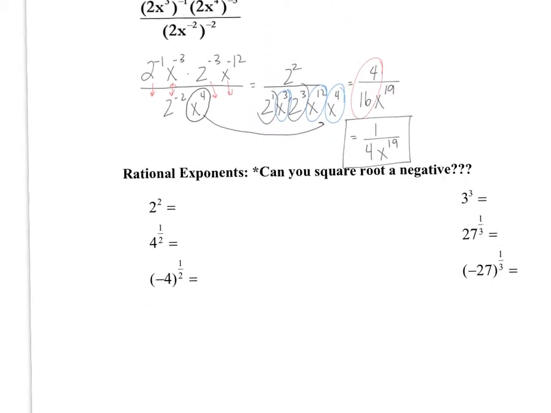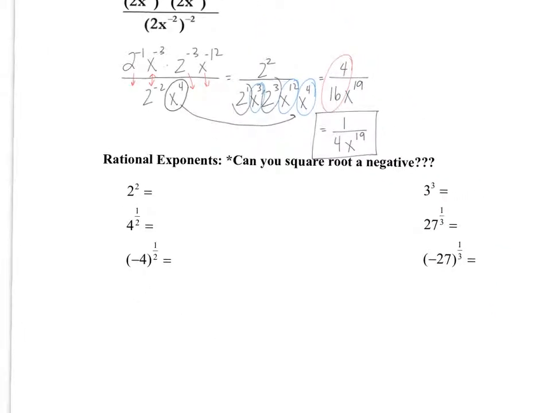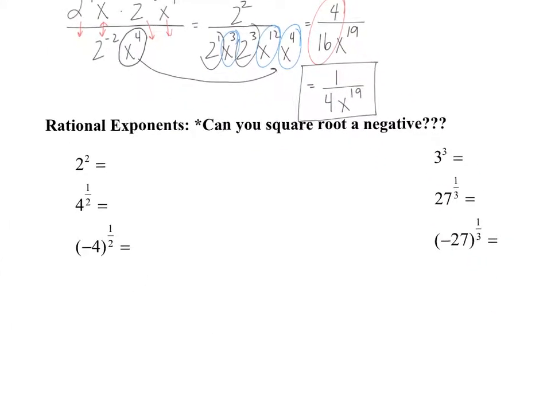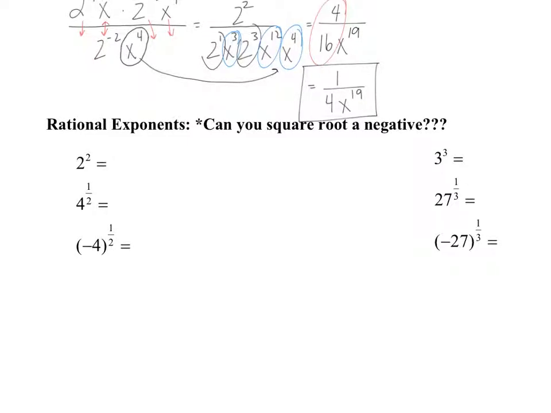Alright, so now we're getting into the fraction exponents, you guys. This is a big deal. So what we're going to talk about first is the very first easy thing that you know how to do already. 2 squared. That means 4. And how about this side? 3 to the third, that's 3 times 3 times 3? 27. So what we're going to do now is introduce a fraction exponent.